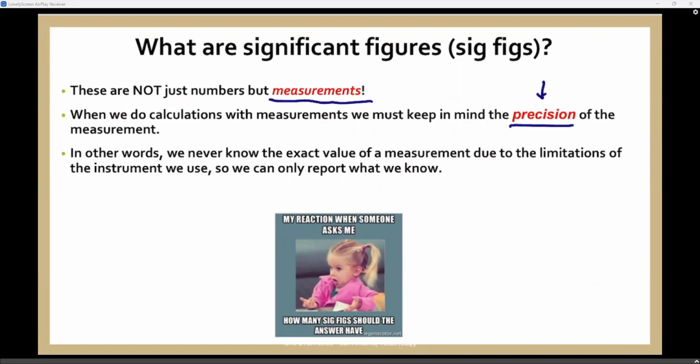And so when we're doing calculations based on measurements, we have to be cognizant of the limitations of the instruments we use. No instrument can measure any value with absolute certainty. There is an inherent error and limitation with all measurements due to the limitations of the instruments.